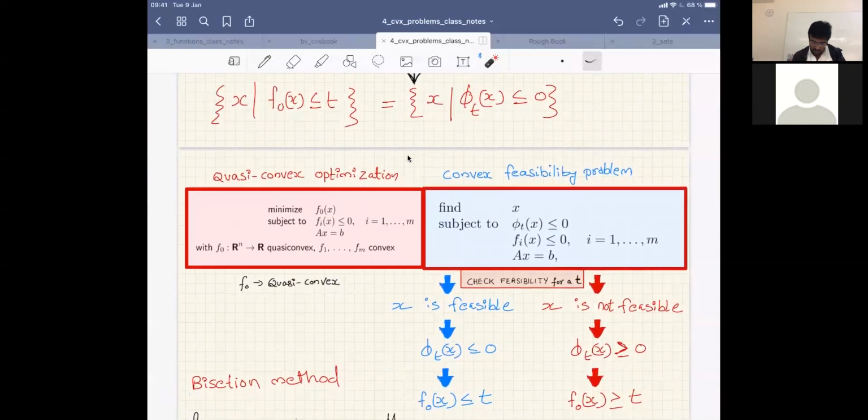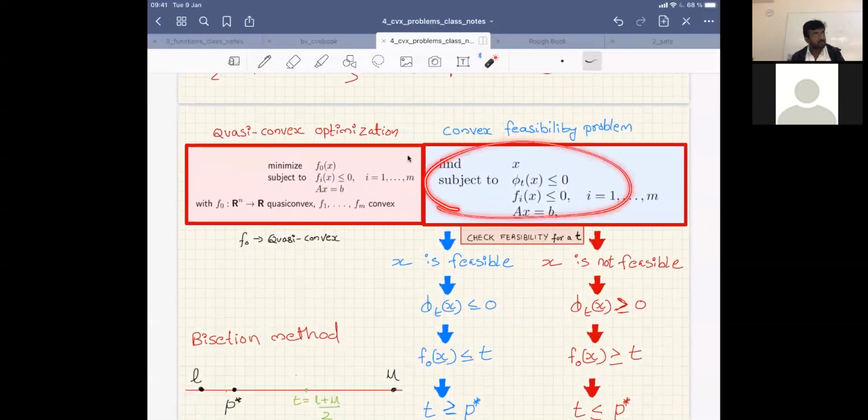So this is the original quasi-convex optimization problem, where everything is nice apart from this function, which is quasi-convex. Now what I do is construct another optimization problem, which is a convex feasibility problem. Find x, and be careful, this is not minimize. Find x subject to phi t of x less than or equal to 0, and everything else is safe.